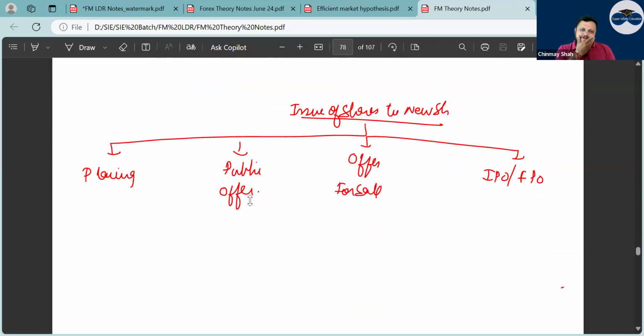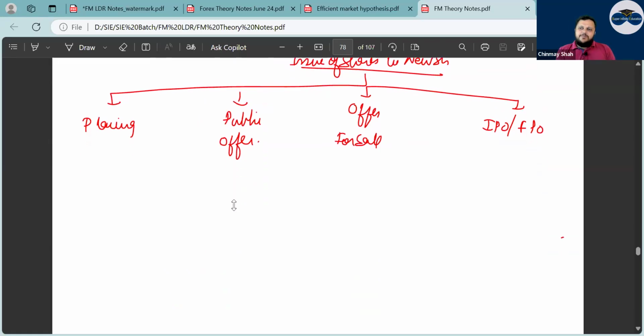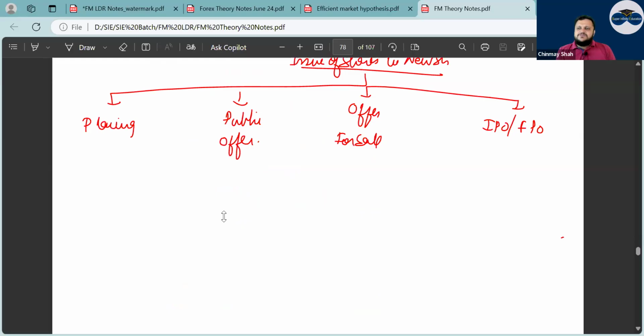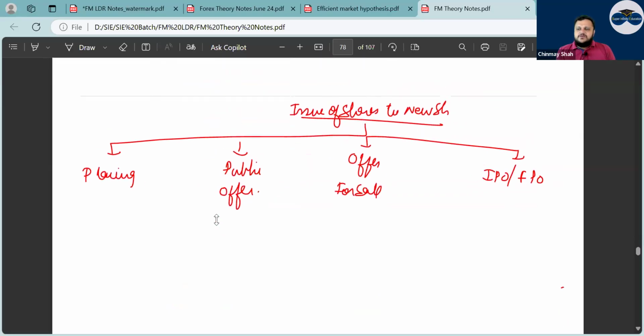Then there is something called issue of shares to new shareholders, correct? This has come up as a theory question. Placing means you place the shares, 20-30%, to bankers or to prospective investors, correct? Or you do a public offer. In a public offer, what happens? Fixed price offer, or it could be a quotation price offer, correct?